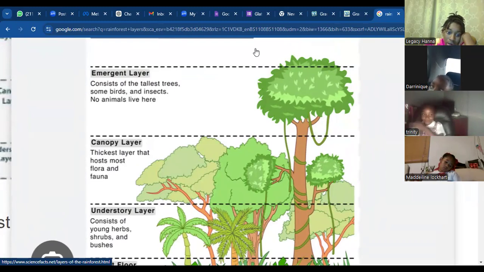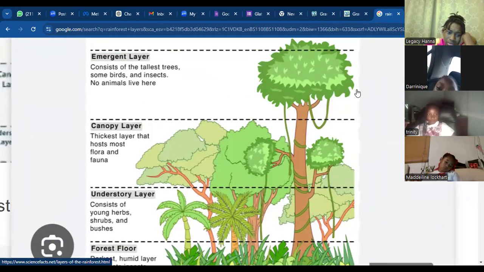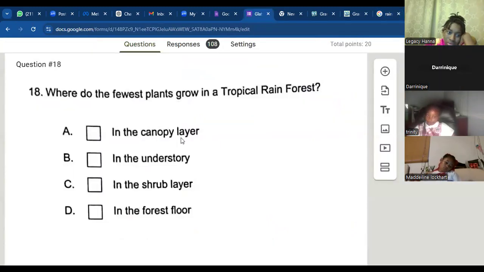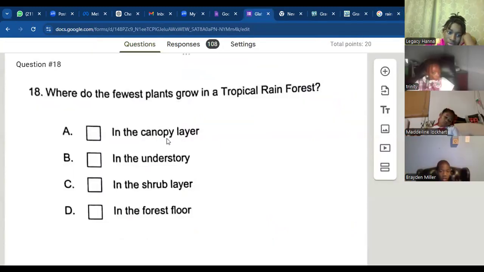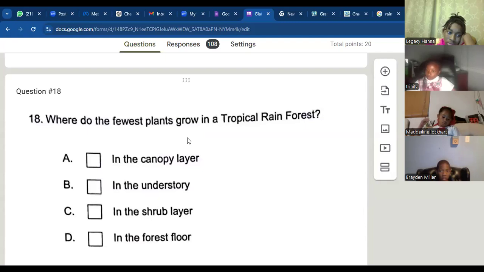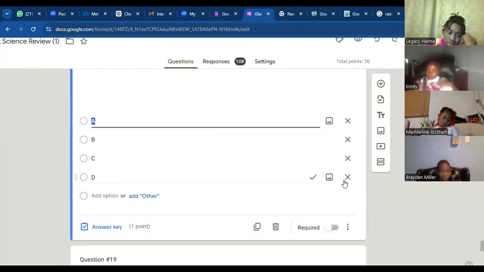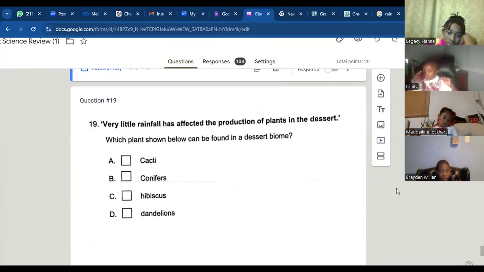So this is the layers of the forest, right? The canopy is higher than the understory and the forest floor. So the correct answer is definitely going to be the canopy. That's where the fewest plants are going to live. All right. Number 19.